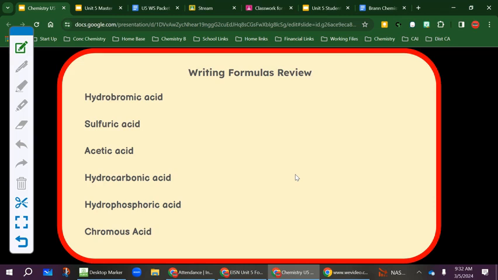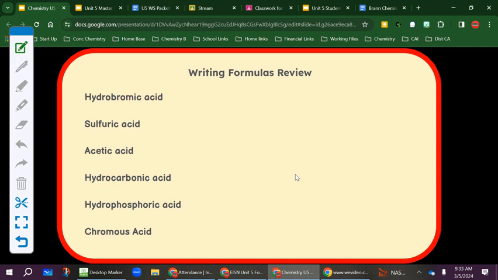Not too bad. This one, you need the polyatomic, not just sulfur, sulfate on the back. That one's good, that one's good, that one's good, and we haven't gotten that one yet.